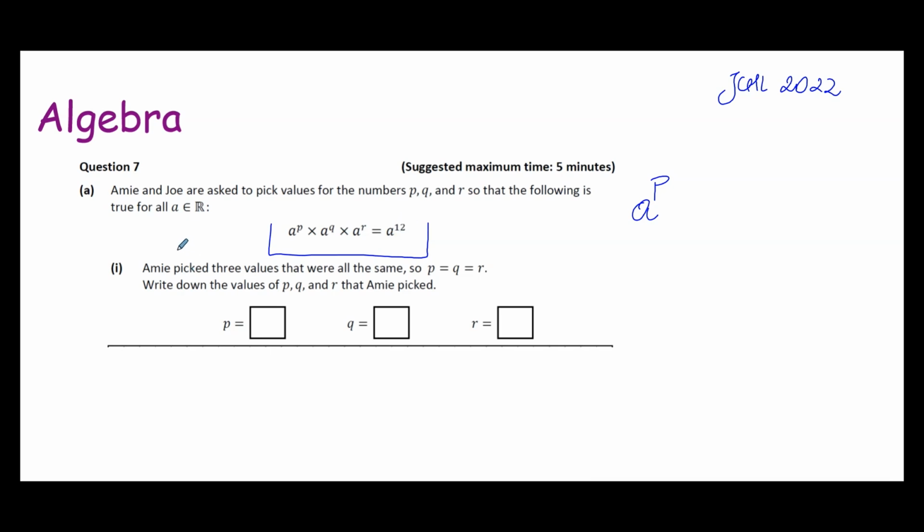Okay, so what do we need to do? Amy picked three values that were all the same, meaning the values of P, Q and R are the same, so the same power. Write down the values of P, Q, and R that Amy picked. Okay, let's say you are in the exam looking at that and saying, oh, I don't know how to solve that. But what do you recognize here? That this has to do with powers with indices.